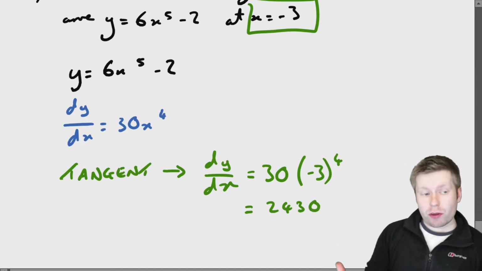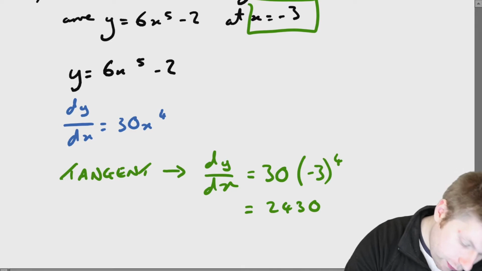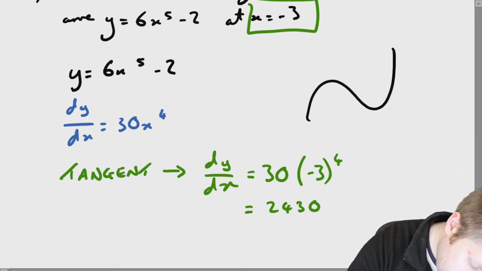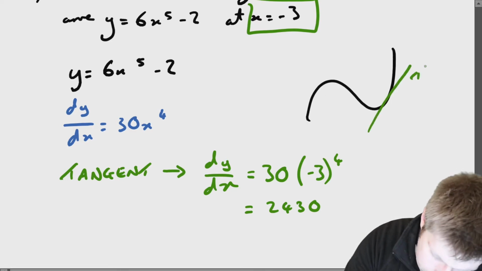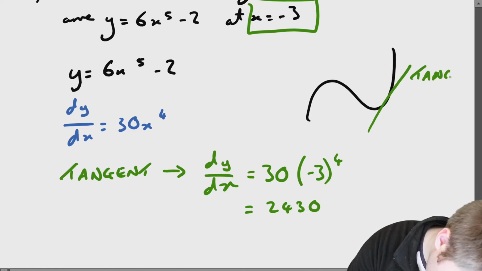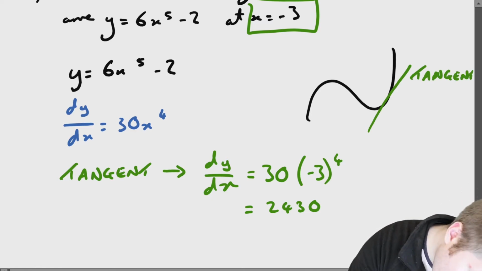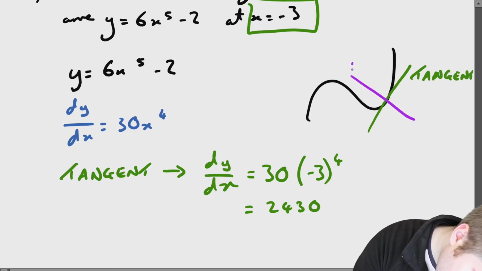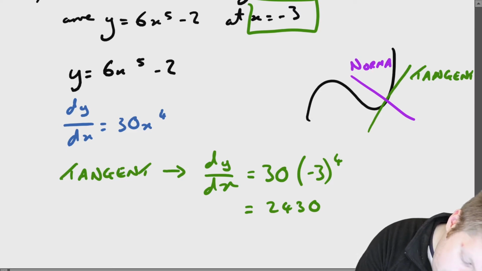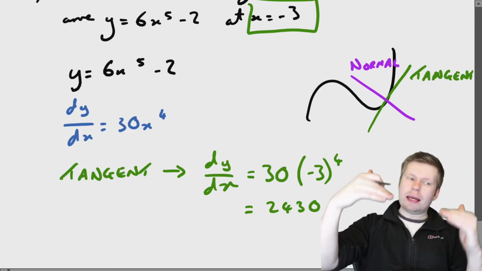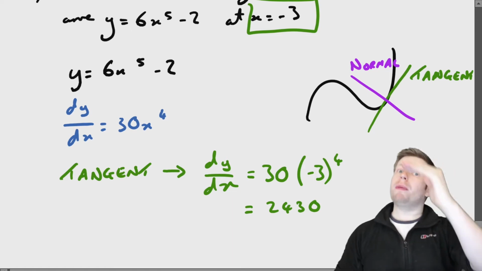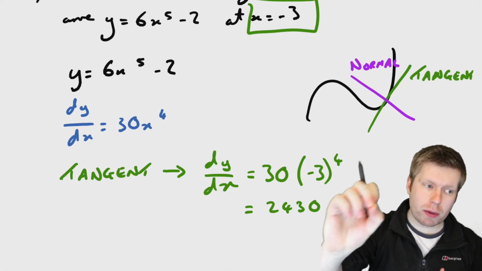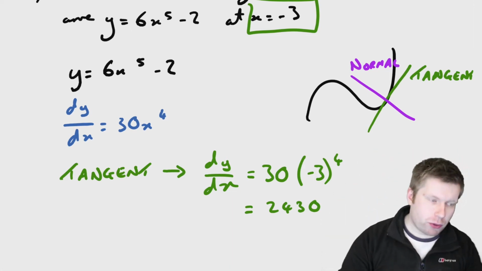So if I want the gradient of the normal, because I know that if I have a curve, something like this, here's the gradient of my tangent, okay, so that's my tangent. Well, my normal is always perpendicular to my tangent. And I know that if I have the gradient of one line, if I want to find the gradient of a perpendicular line, just think back to coordinate geometry, it's just the negative reciprocal, okay?